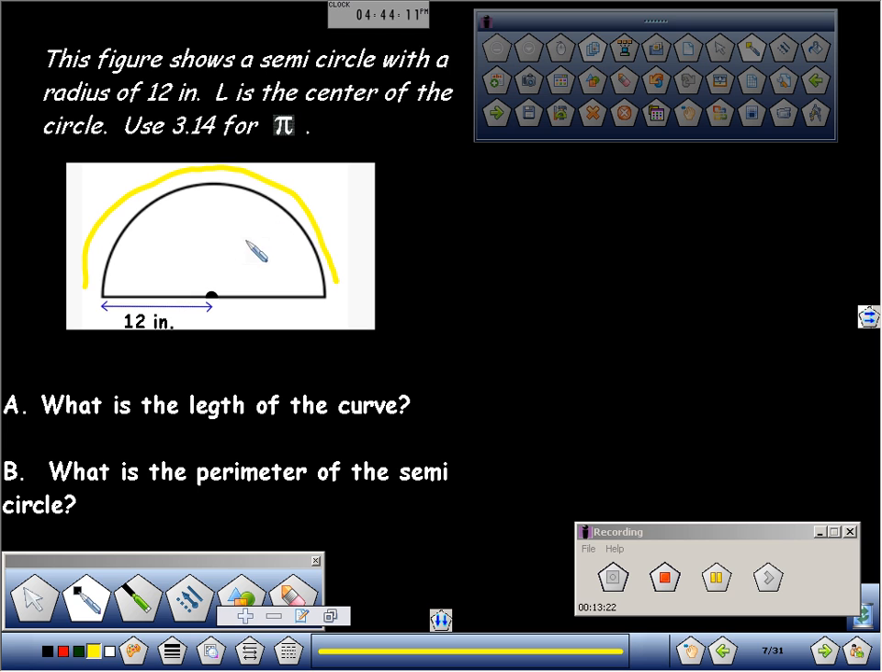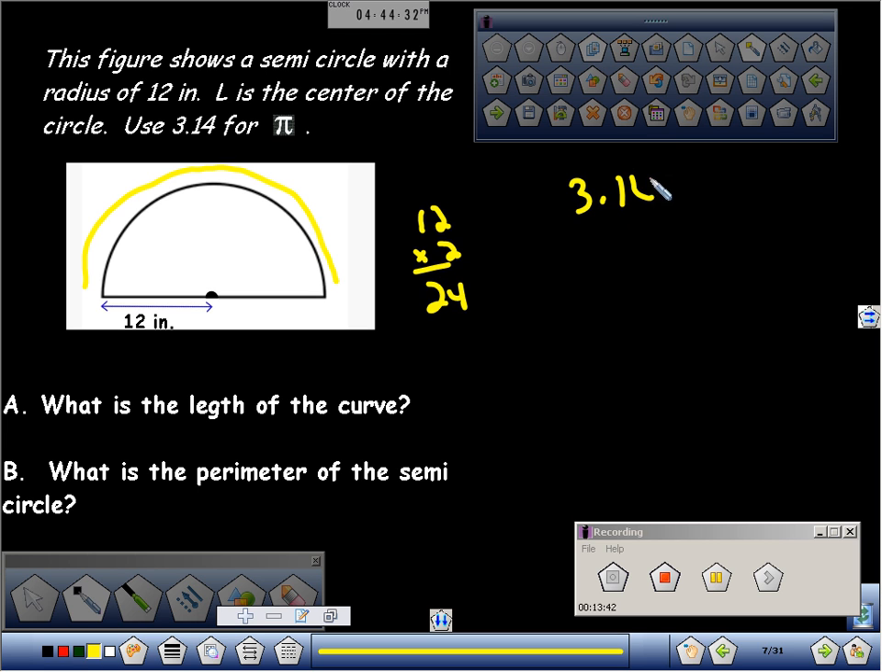So if you think about it, to apply this, if you divide the circumference by 2, you're going to know the length of the curve. So let's first find the circumference. We know the radius is 12. 12 times 2 is 24, so the diameter is 24. We go 3.14 times 24.